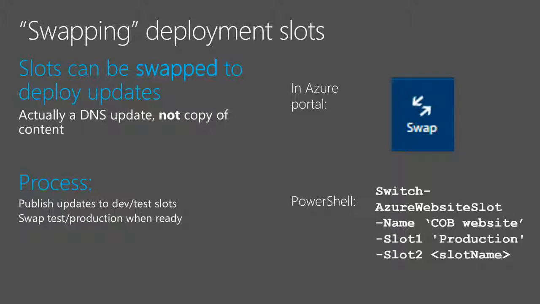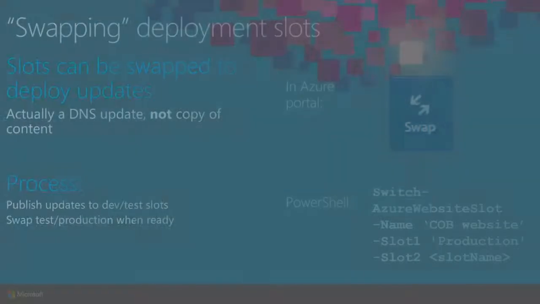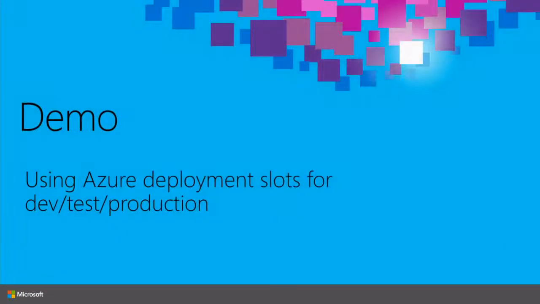You can do it in two ways. There's a button in the Azure portal. There's also a PowerShell commandlet. But basically this is a way of making changes live, if you like. So some of that might sound a bit confusing. Let's go and look at this in reality, and let's see if we can make it make a little bit more sense.